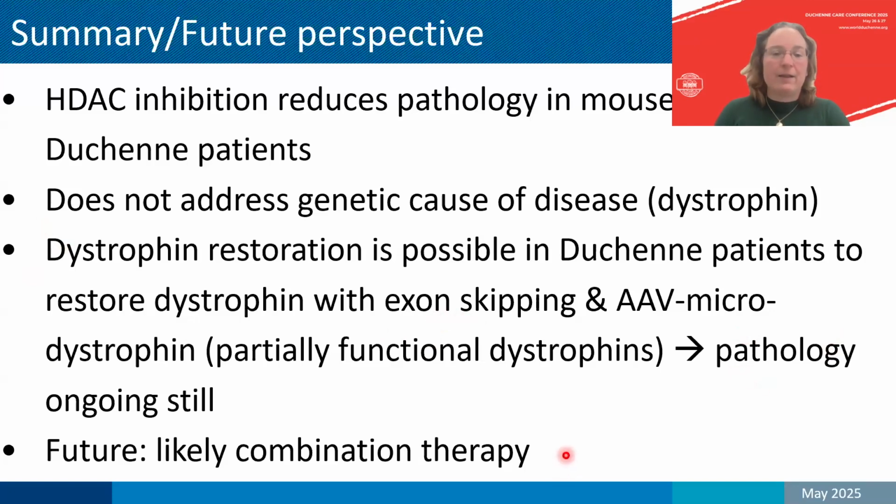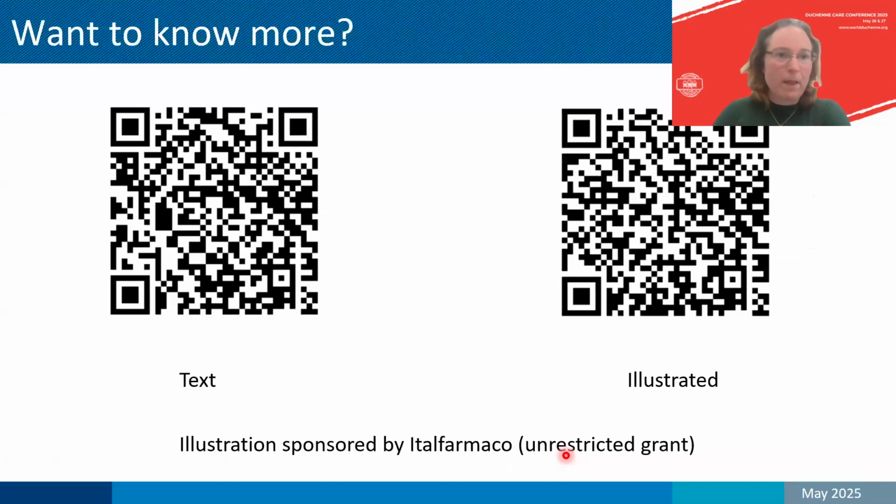So most likely in the future, there will be a combination where you try to address the pathology with Givinostat or other compounds that can target pathology and restoring the dystrophin. But that's, well, for the future.